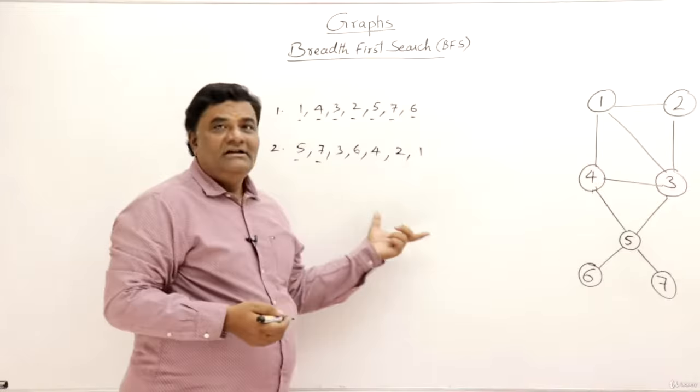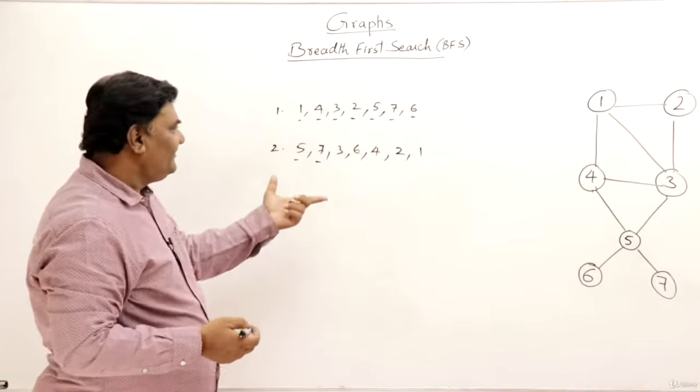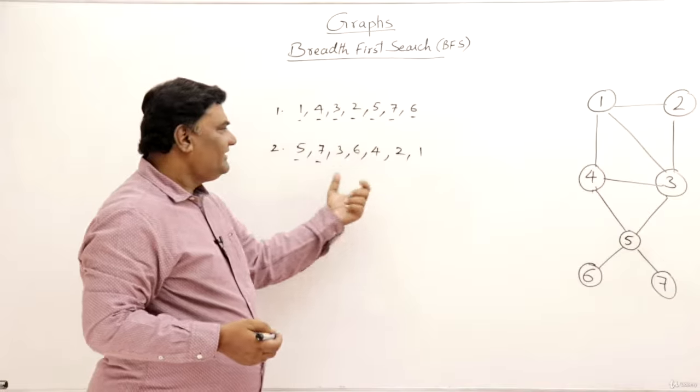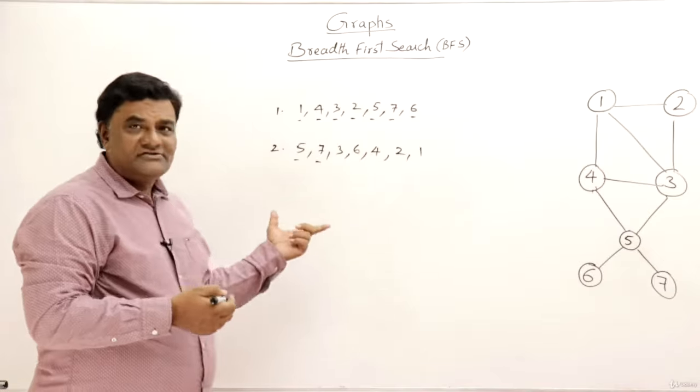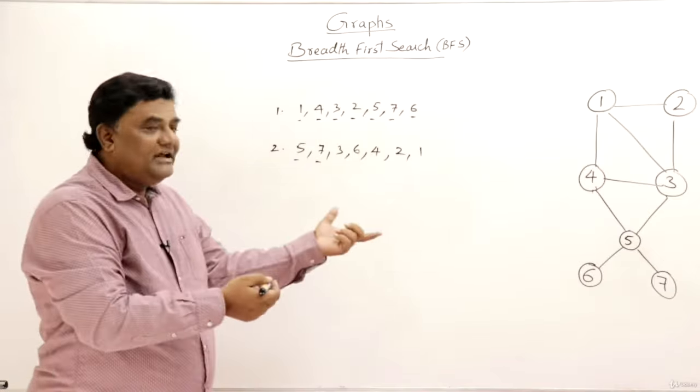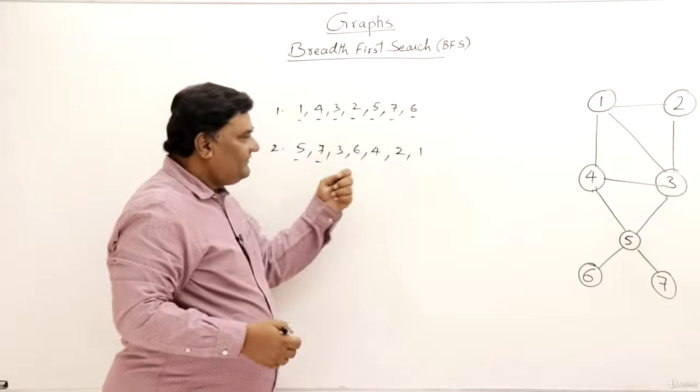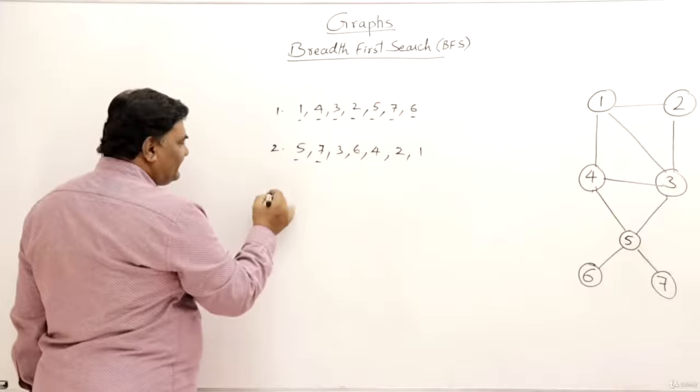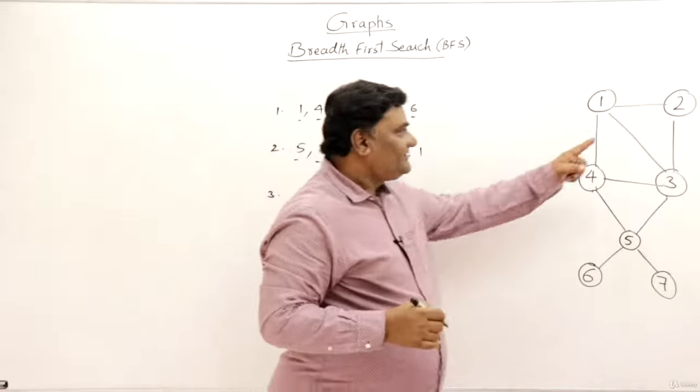I can stop now instead of continuing because a total of 7 vertices are there. All 7 vertices I got. So I can stop it here. As I am doing it manually, I can stop it. Otherwise, for every vertex, it should be checked. Next, third one. I'll start from vertex 2.